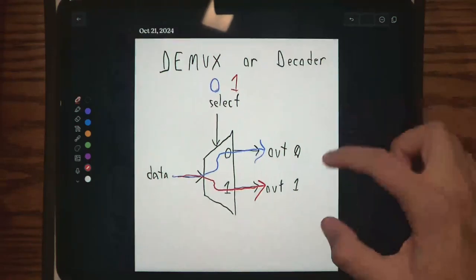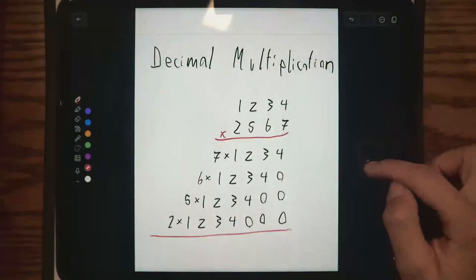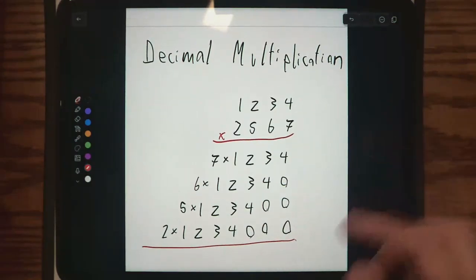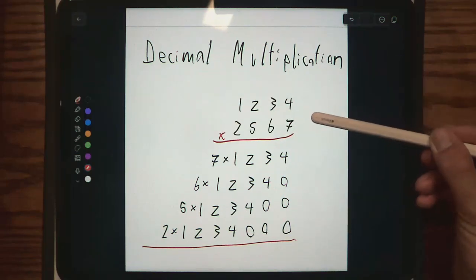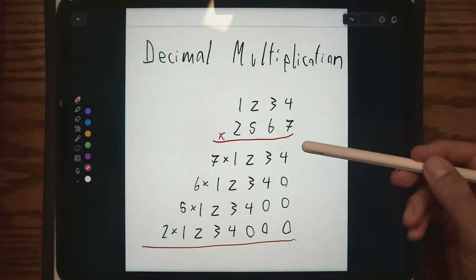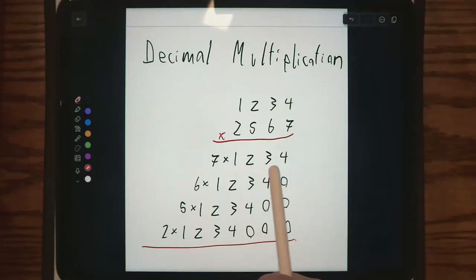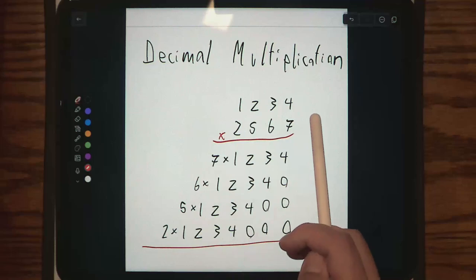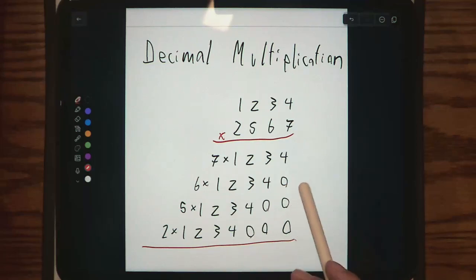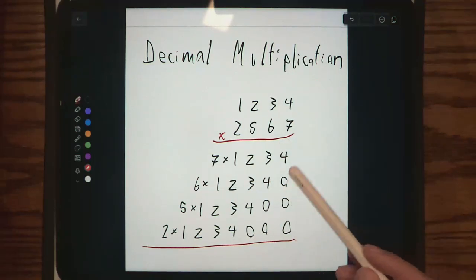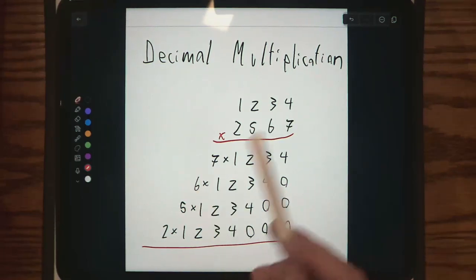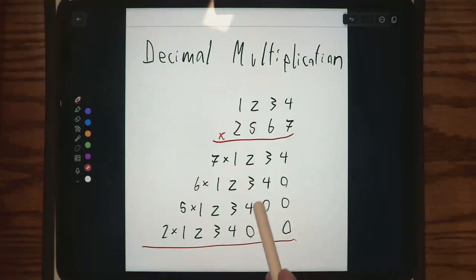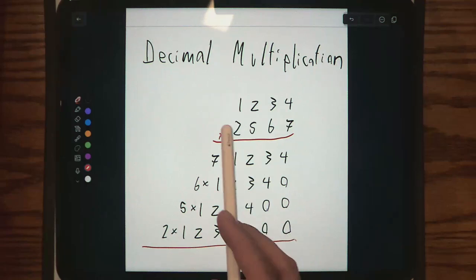Great. So we're going to talk about multipliers. In general, you have two inputs, and you take the first number and multiply it by the first digit of the second number. For the next row, you shift it over by one decimal spot and multiply by the next digit. Then it's shifted over by 2, multiplied by the next digit, and finally shifted over by 3, multiplied by the last digit.